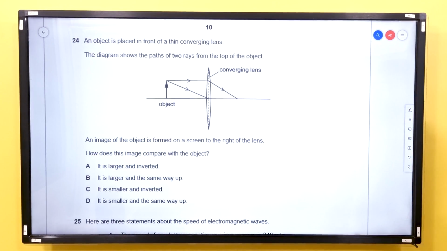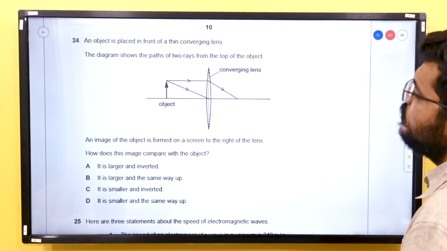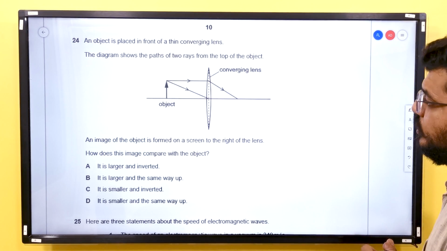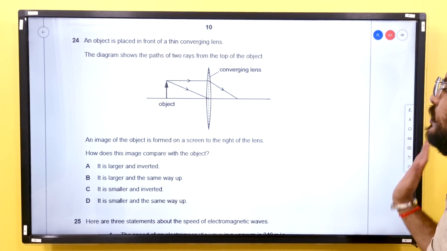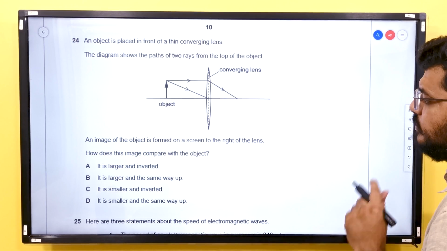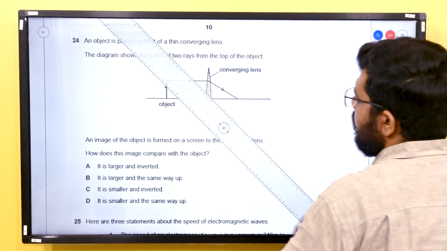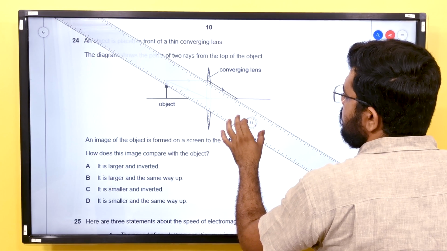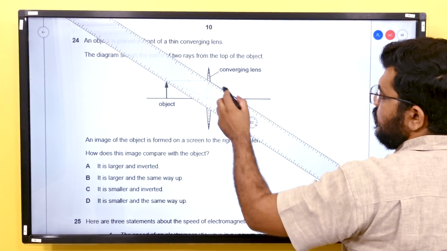An object is placed in front of a thin converging lens. The diagram shows pathways of two rays from the top of the object. An image of the object is formed on a screen to the right of the lens. How does this image compare with the object? For that, guys, let us quickly draw the image. Let us find where the image is, and then we will talk about how the image is.